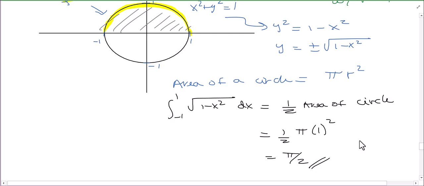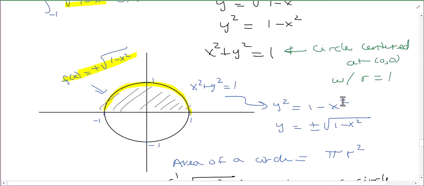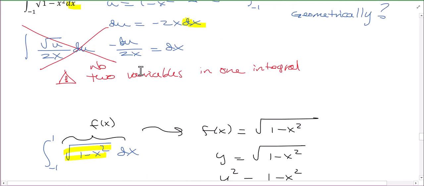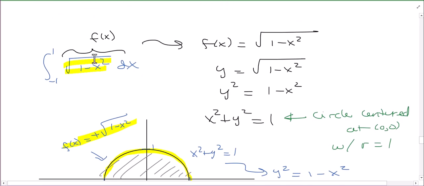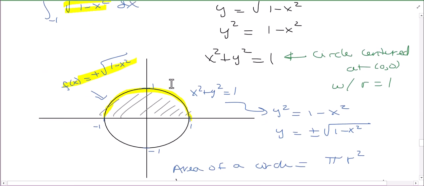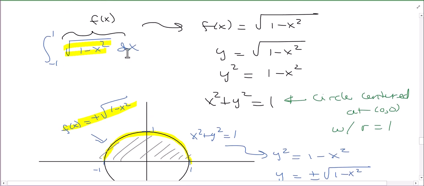So oftentimes when you have definite integrals, if we can't solve them with the methods that we have learned in this class, then ask yourself, can I graph that? Can I do this geometrically? Because it might be a line, it might be, like in this case, a circle, or it might be an ellipse. Then you can just draw it and figure out what portion of the area you want.